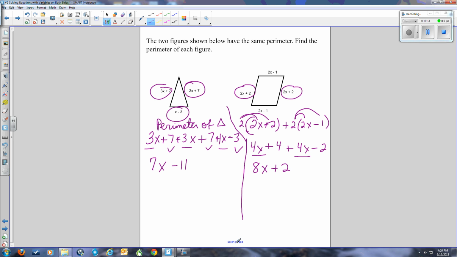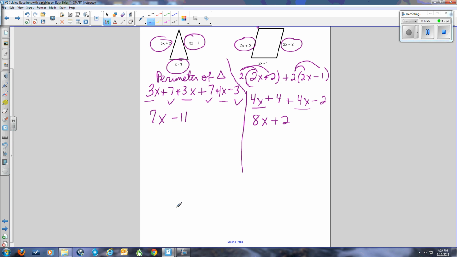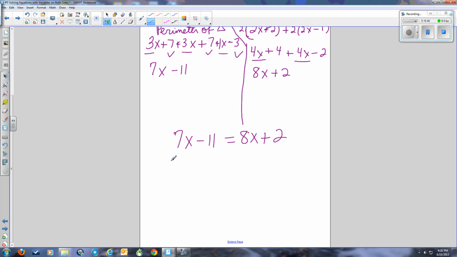Now, we've got the perimeter of each figure. This is a parallelogram here. Just make the symbol for a parallelogram. And it says the perimeter is supposed to be the same. So we can take those two expressions for the perimeter and set them equal to each other. So let's do that.